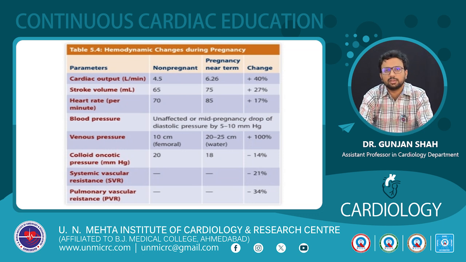Venous pressure is generally increased by 100%. It is almost double due to the growing fetus size and growing uterus, which compresses the IVC. Colloid oncotic pressure is relatively the same, or it may decrease by 10%. Systemic vascular resistance and peripheral vascular resistance decrease by 20 to 35%.